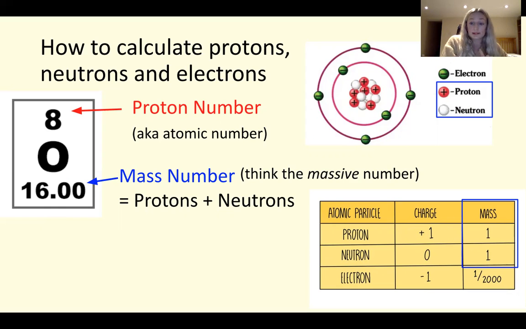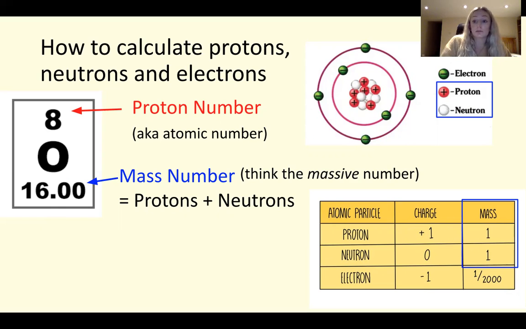The second number is the mass number, and you can remember that as being the massive number, the bigger number, because sometimes it's on the top, sometimes it's on the bottom, sometimes it's left, sometimes it's right. It can be many different things on many different periodic tables. So rather than remembering it as top or bottom or right or left, try and remember it as the massive number, the bigger number.